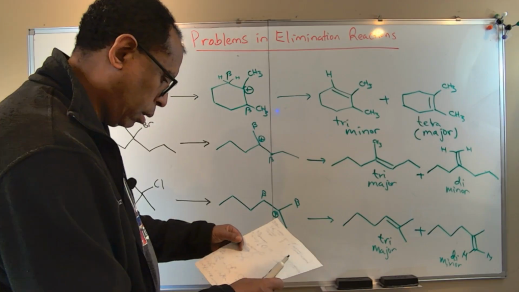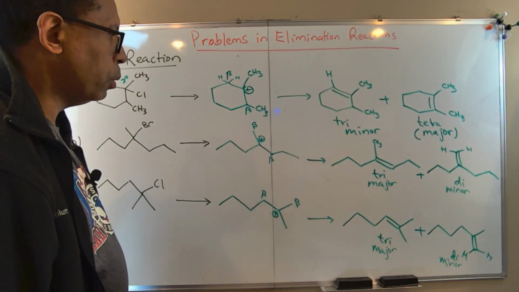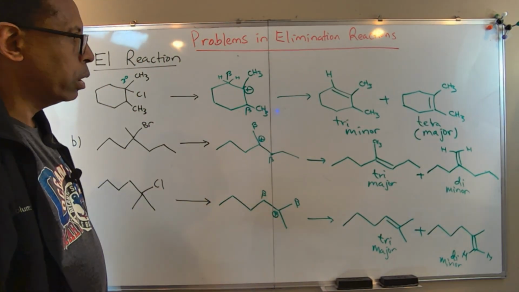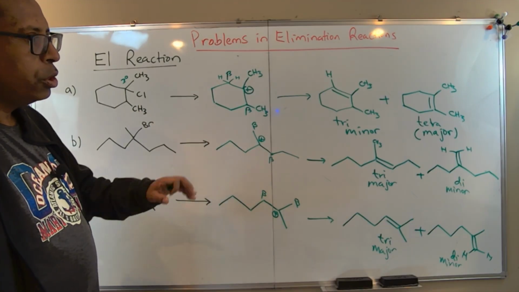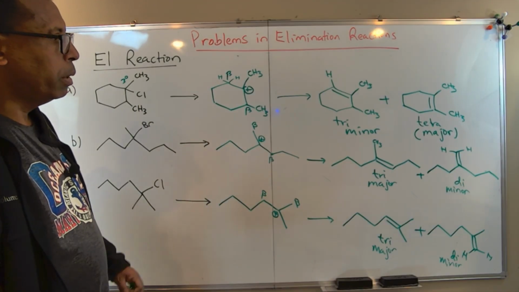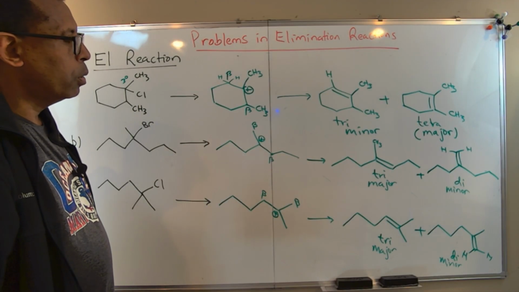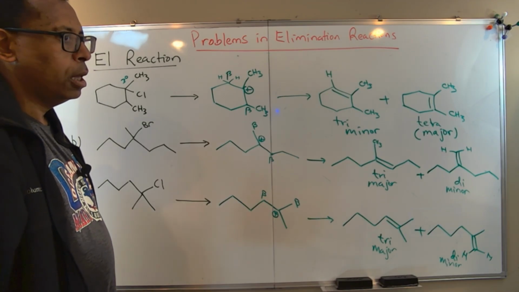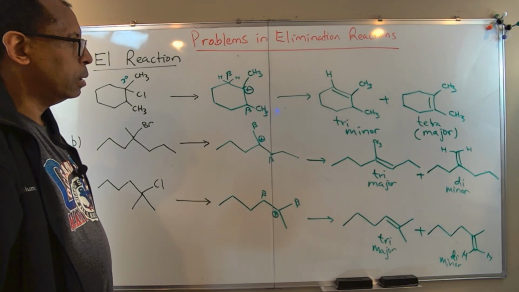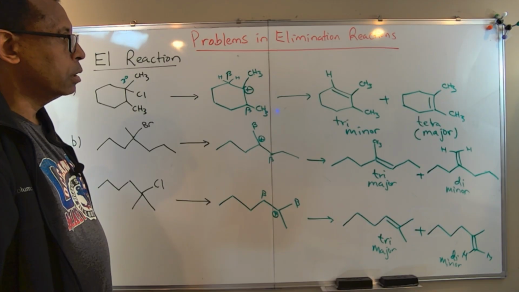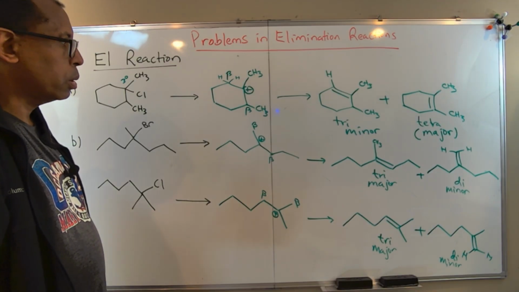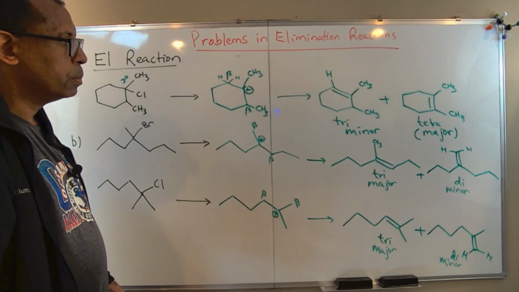So those are the products that we would get with the E1 reaction. Major and minor is determined by Saytzeff's Rule, where more substitution would give you a more stable alkene. So we'll continue with another video on the elimination reaction problems. Thank you.